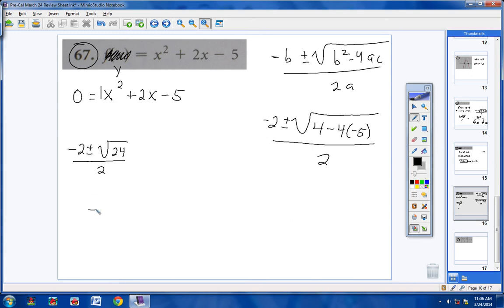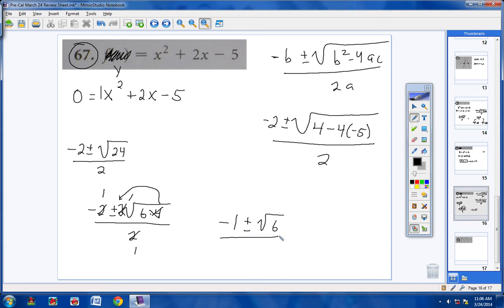Another way to do this would be negative 2 plus minus the square root of 6 times 4. Break down 24 into 6 times 4, and then you know the square root of 4, so cross it off and put a 2 on the outside, because the square root of 4 is 2. And then reduce the whole thing by 2. So this would become a 1, this would become a 1, this would become a 1. So you would have negative 1 plus minus the square root of 6 all over 1.